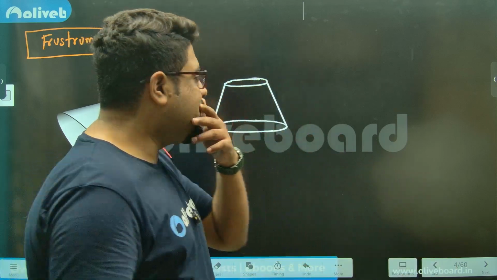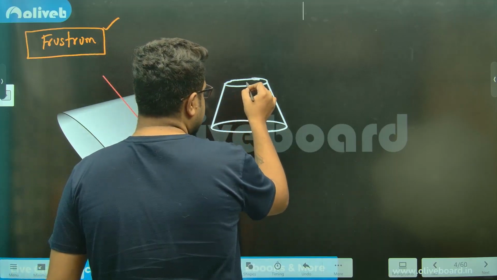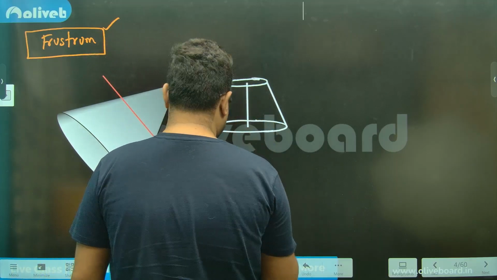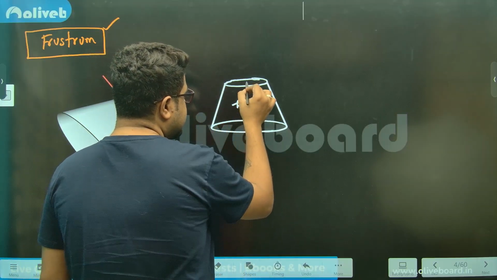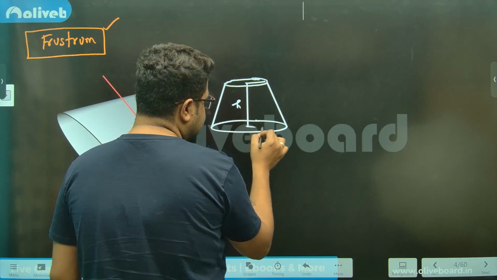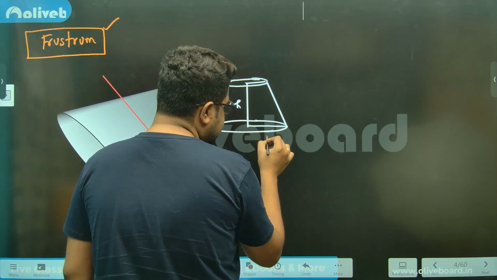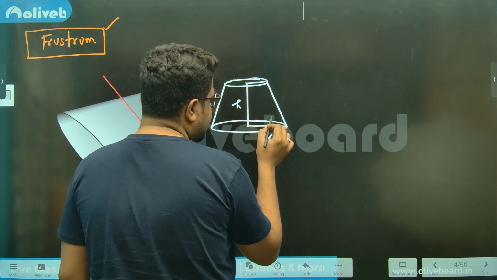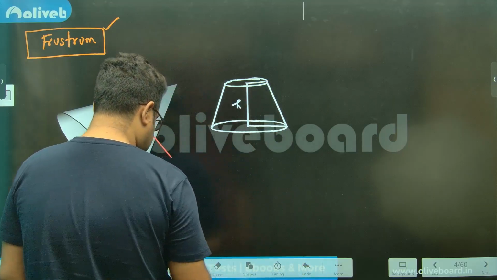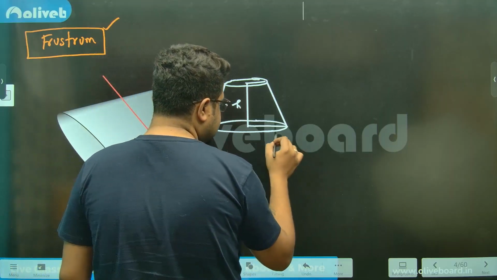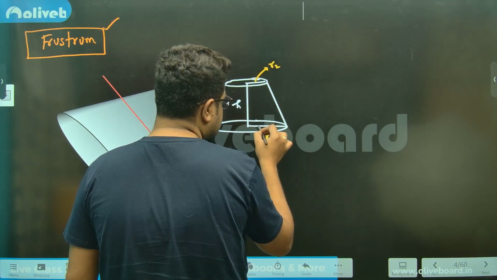Now there are a couple of things that you need to know. In the case of a frustum, this is the height of the frustum. There are two surfaces, so there must be two radii. Let's take this one as R1 and this one as R2.